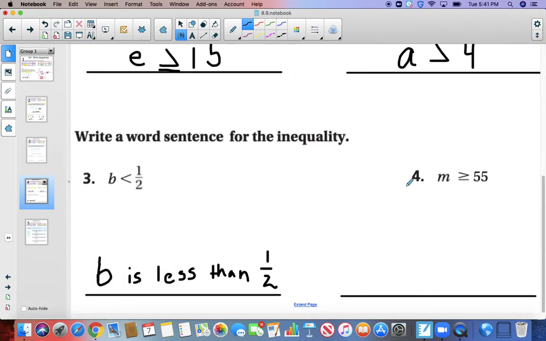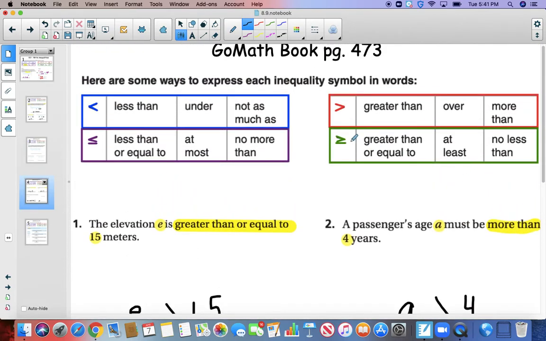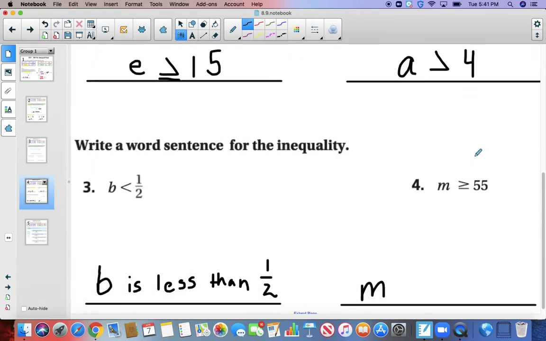All right, number 4. M, so I get to keep that. M is, and again, go ahead, you can find your symbols up here, or just based on reading left to right, I always go with this one, greater than or equal to. But you know what, that's a lot to write, so just for fun, I'm going to choose the shortest one. At least would also work.